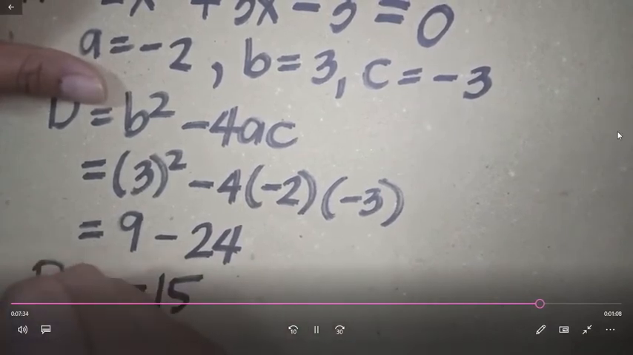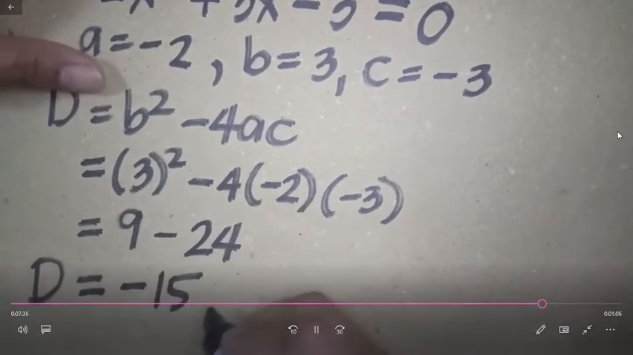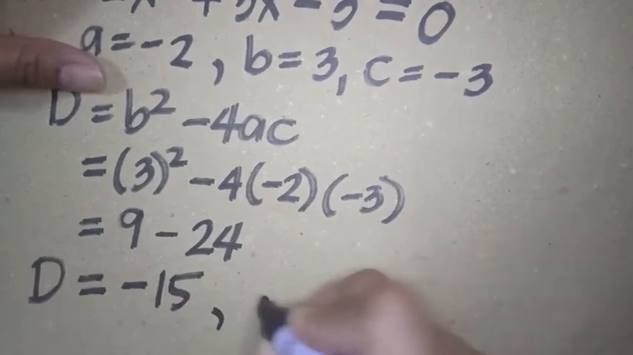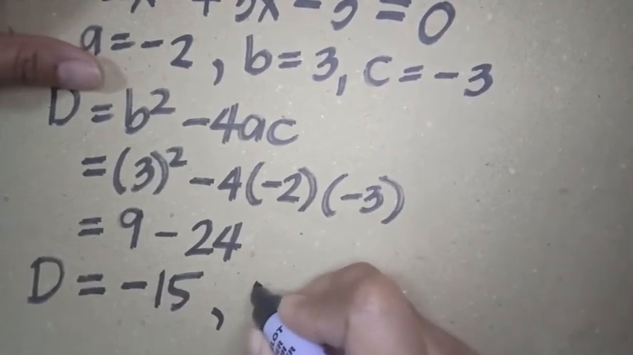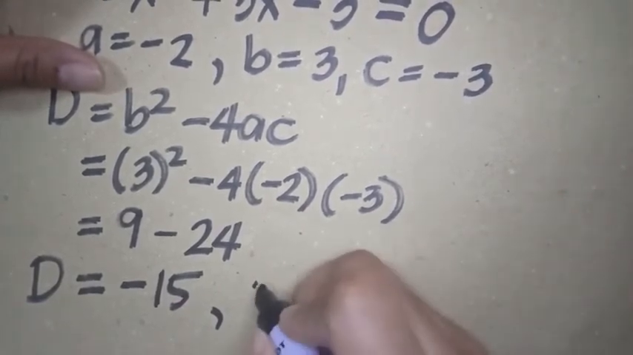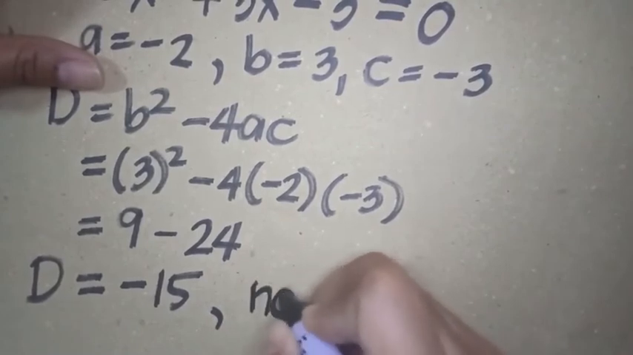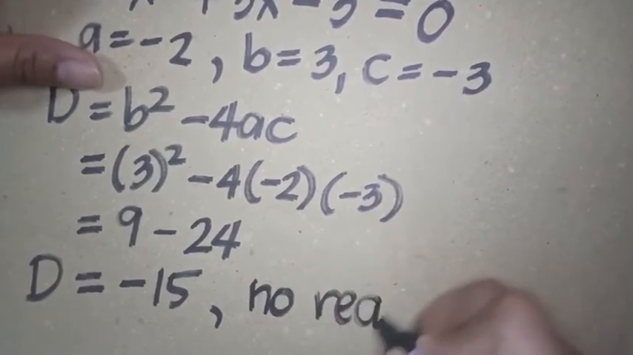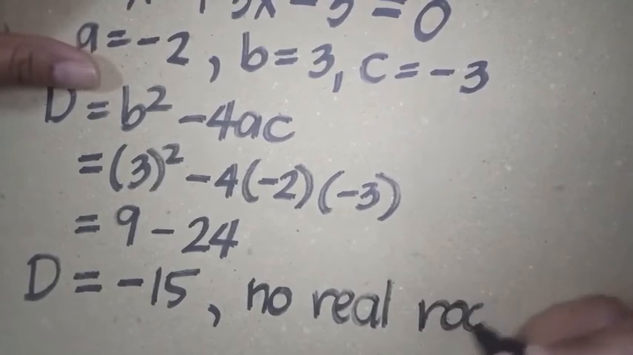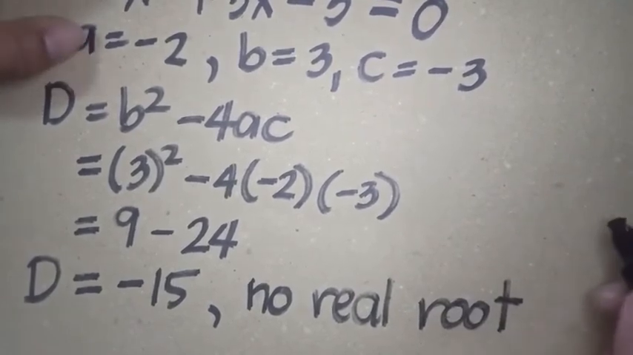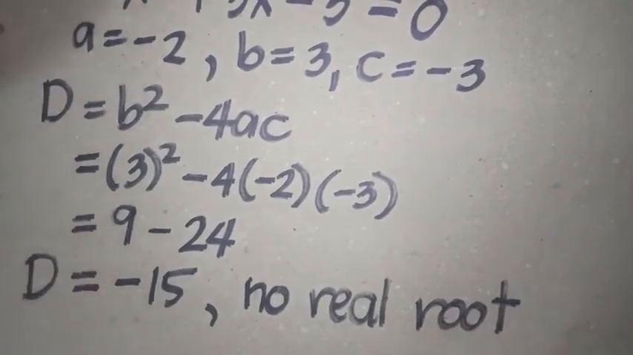So since ang discriminant natin is negative, therefore, our roots is an imaginary root. So we have no real root. Okay, so no real root. Take note, no real root pag ang discriminant natin is negative.